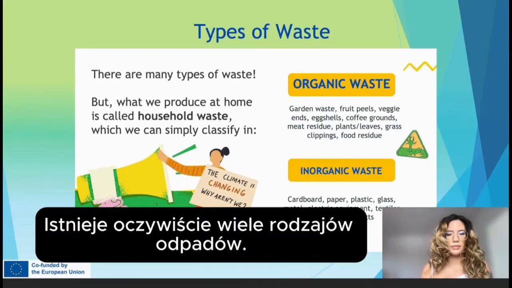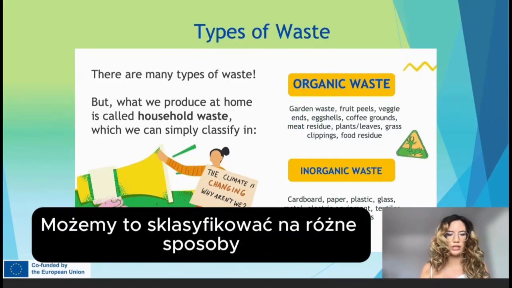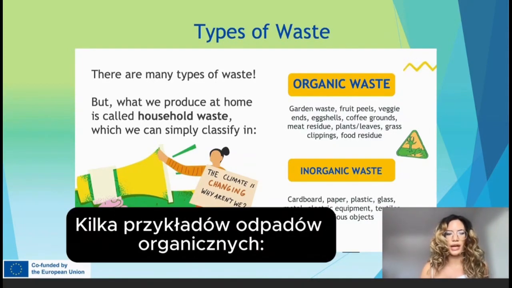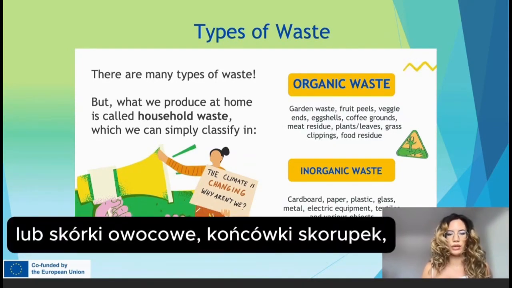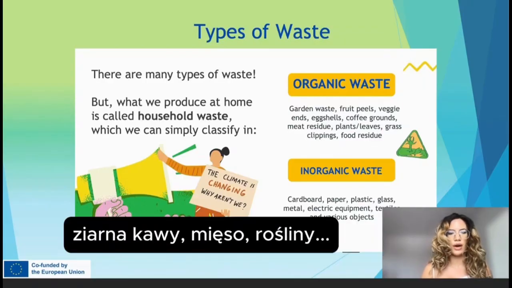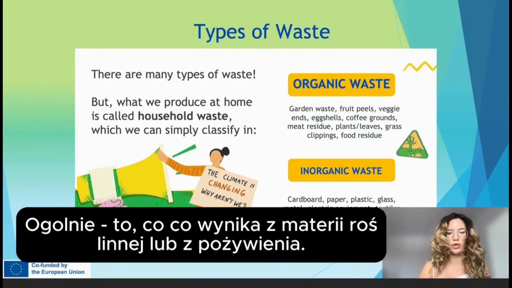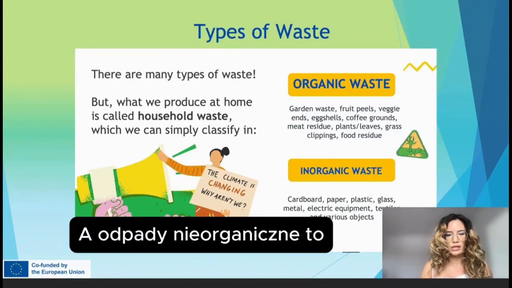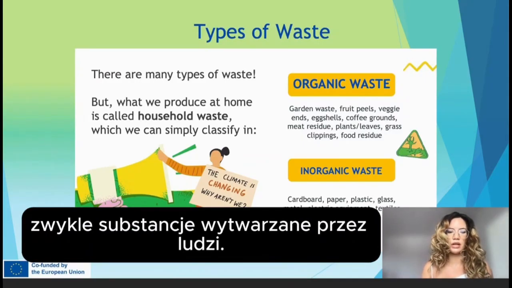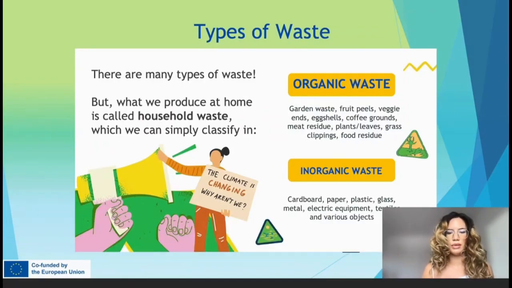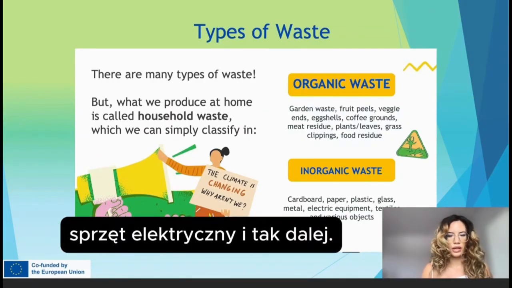There are, of course, many types of waste. We can classify it in different ways, but some simple way to think about it would be organic and inorganic. Some examples of organic waste would include garden waste or fruit peels, veggie ends, eggshells, coffee grounds, meat, plants, grass, and so on. So usually what results from plant matter or from food. And inorganic waste is usually substances that are made by humans. So it would be cardboard, plastic, glass, metal, electric equipment, and so on.